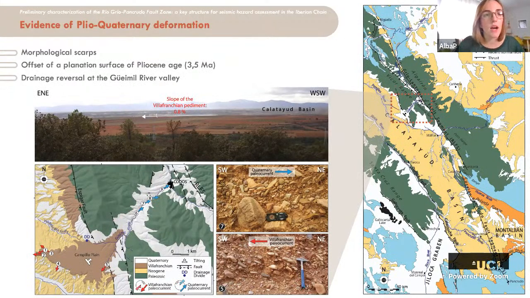We have also studied a drainage reversal of the Guaymil River Valley towards the main fault. This valley originally flowed into the Calatayud Basin, resulting in an alluvial system. Nowadays, it is tilted towards the main fault, as you can see in the photograph and in the map. This has been evinced by the existence of opposite Villafrancan and Quaternary paleocurrents, represented with red and blue arrows in the map. Next slide.